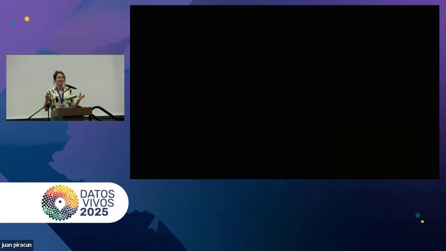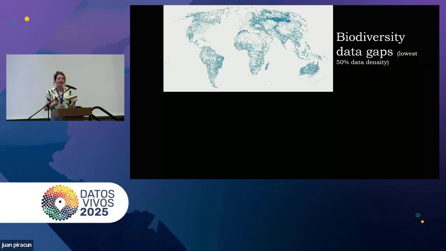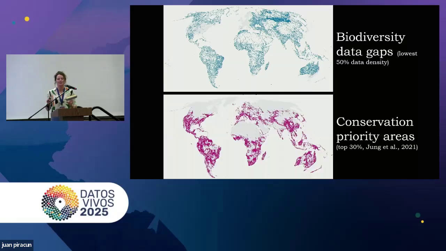So maybe we can start to think about these areas where we're actually thinking about expanding conservation alongside where there are data gaps, to think about where we might have monitoring initiatives that could help inform conservation expansion. So if we look at biodiversity data gaps, these are just the lowest 50% of data density pixels at 10-kilometer resolution. And if we look at the same resolution of conservation priorities, I just pulled this from a global map that's been published.